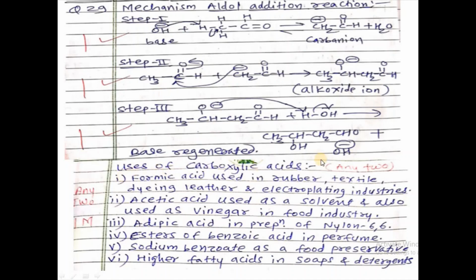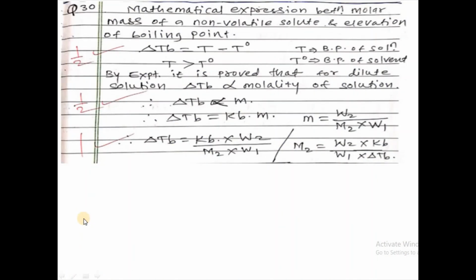And uses of carboxylic acid, any 2 uses. Formic acid is used in rubber, textile, dyeing, leather and electroplating industries. Acetic acid is used as a solvent and also as vinegar in the food industry. Adipic acid in preparation of nylon 6,6. Esters of benzoic acid in perfumes. Sodium benzoate as a good preservative. Higher fatty acids in soaps and detergents. These are the many uses; out of these 6 uses, you have to write only 2 uses.